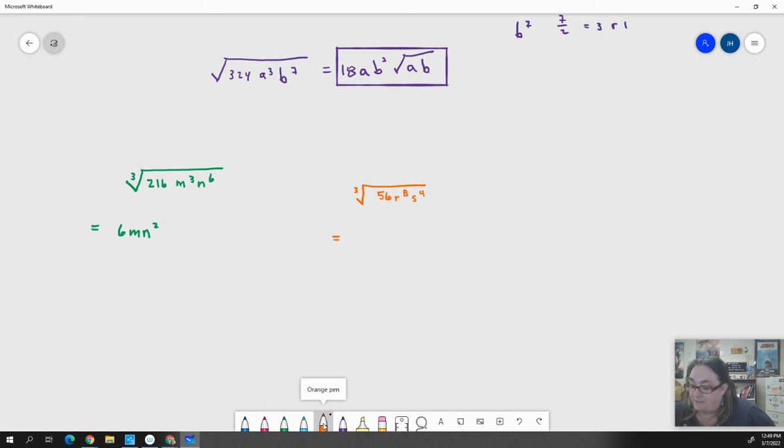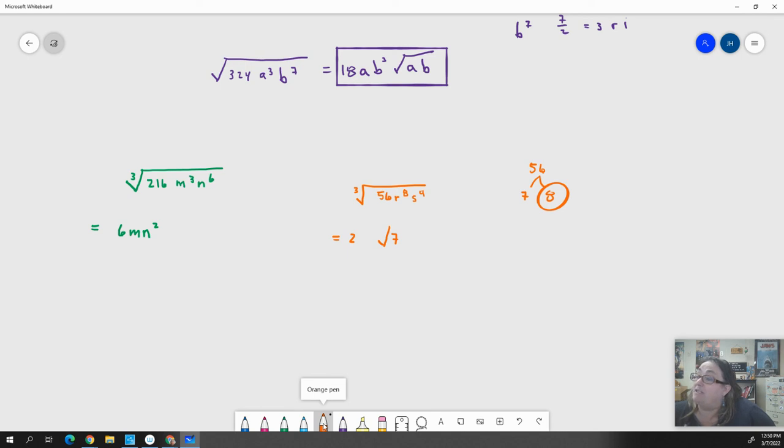When I look at this, 56 is 7 times 8, right? If I look at 56, it is 7 times 8. 8 is a perfect cube, right? It's 2 times 2 times 2. So I can pull the 2 out, but the 7 is going to have to go back because I can't break it down. The 8 is 2 times 2 times 2, so I can pull those 3 2s out. That takes care of my numbers.